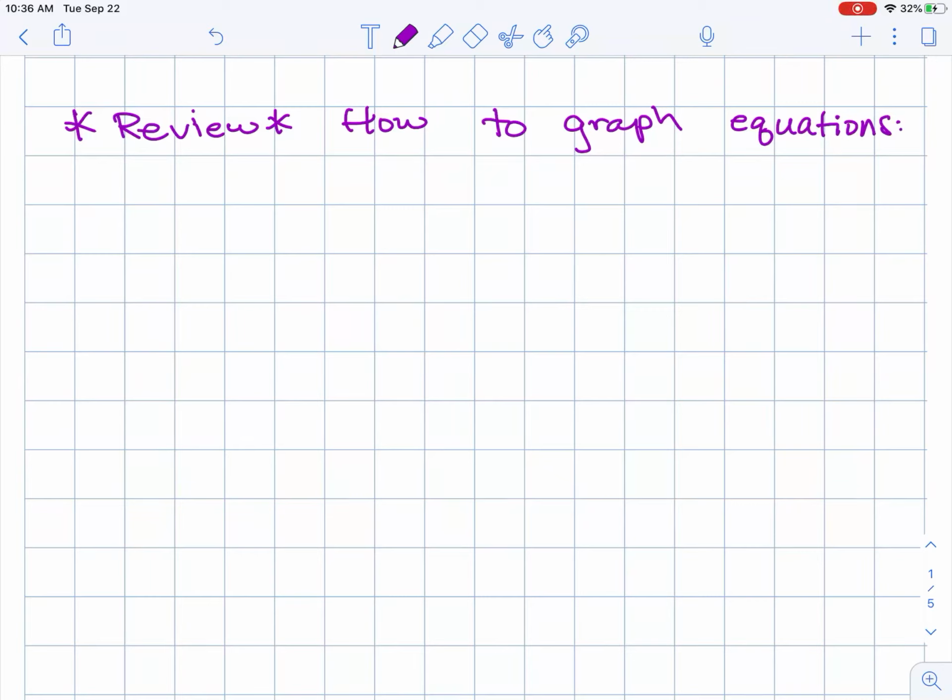Hey everybody, today we're going to go over linear equations and how to find some solutions. But first we're going to review how to graph equations. So the first part is we want to make sure the equation must be in y equals mx plus b form.